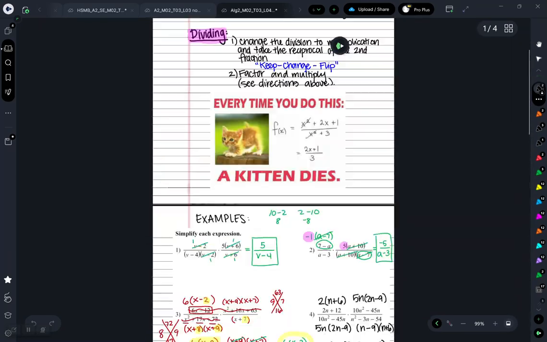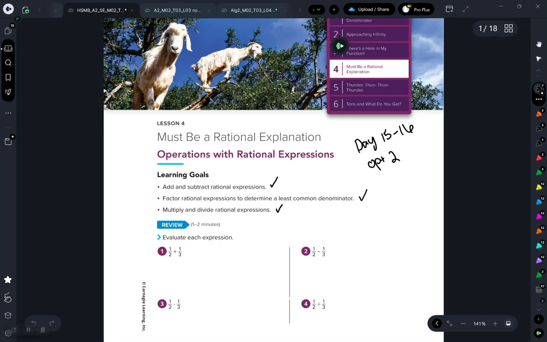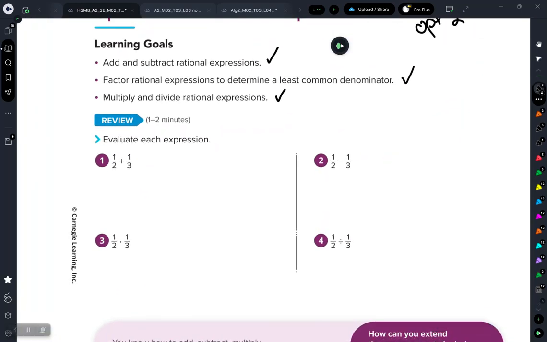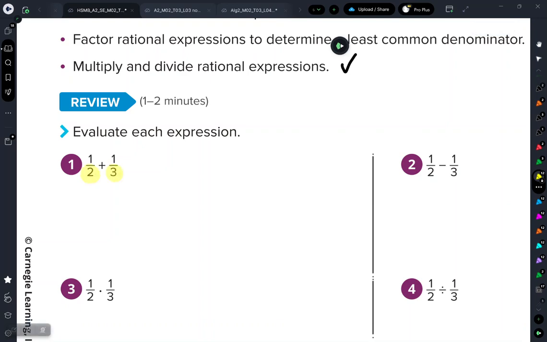To begin with, let's just take a moment to review how to add, subtract, multiply, and divide fractions, because essentially rational expressions are just fractions with polynomials. So you may recall when you're adding and subtracting, you need a common denominator. So for number 1, we have 1/2 plus 1/3. We need a common denominator in order to add these fractions. The lowest common denominator is going to be the smallest number that 2 and 3 are factors of.